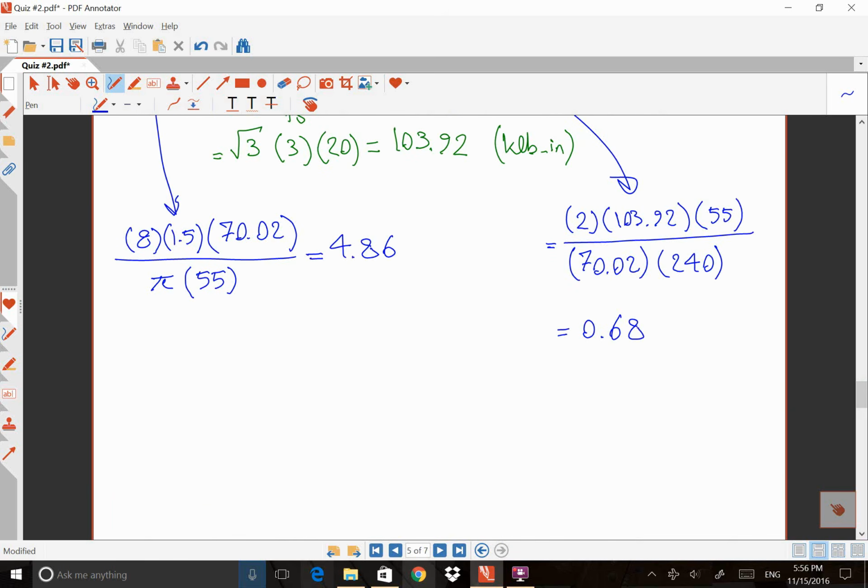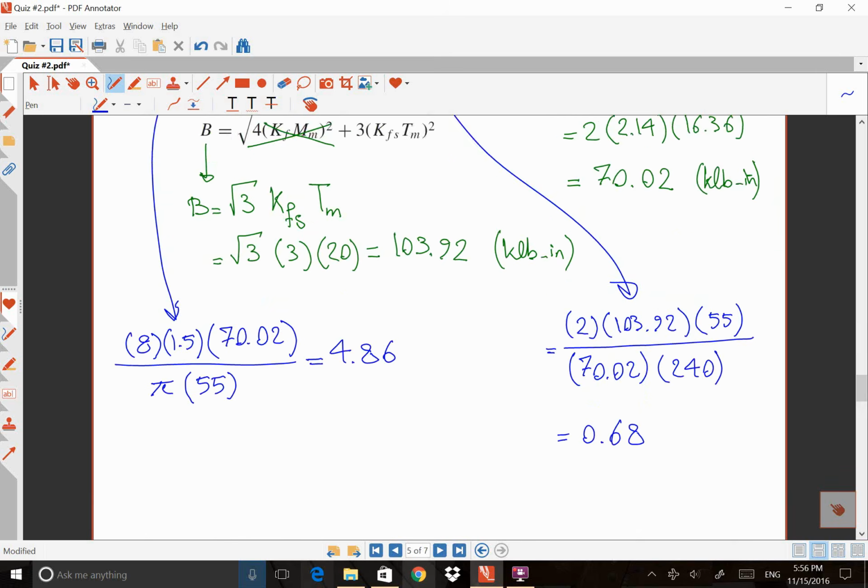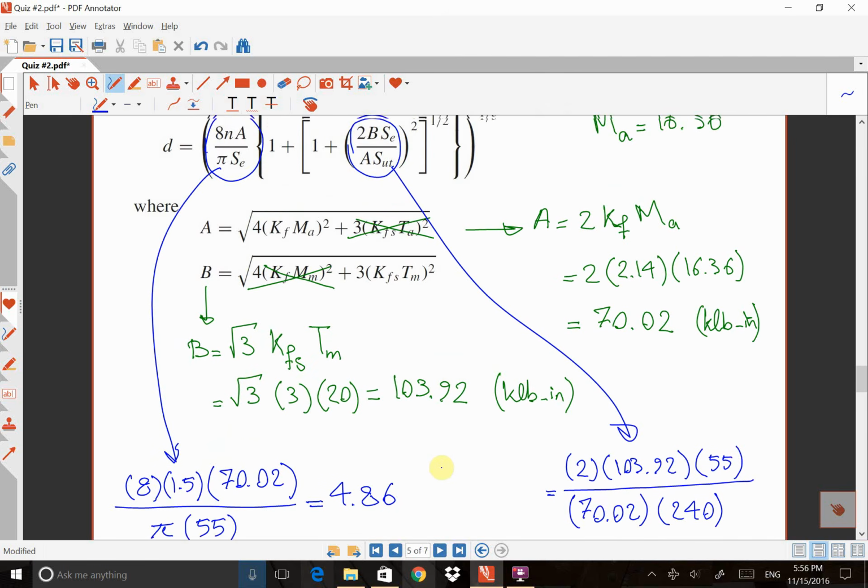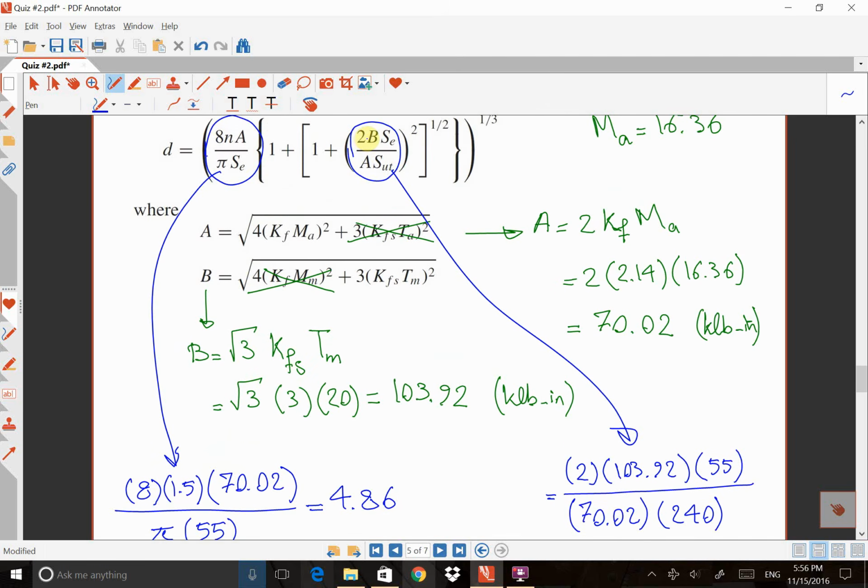So I have 10 to the power of 3 here and 10 to the power of 3 here, so they can be cancelled out, and I can have just this one here. For this one, in the B, I have 10 to the power of 3 inside of that here. That's a kilopound. And this S_E here, that's again in kilo psi.